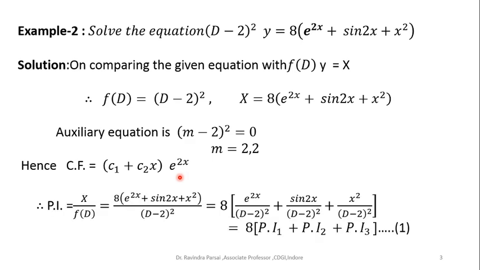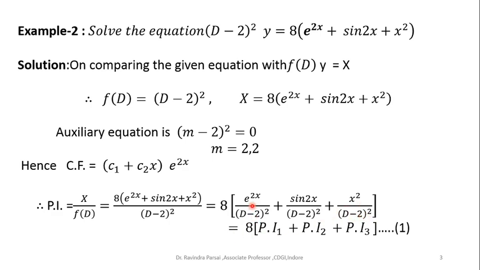Now we will concentrate on finding the particular integral. In general, the particular integral of this type of problem is defined by X upon f(D), that is (8e^(2x) + sin 2x + x²) upon (D - 2)². Now by separating this: 8 times e^(2x) upon (D - 2)², plus sin 2x upon (D - 2)², plus x² upon (D - 2)².